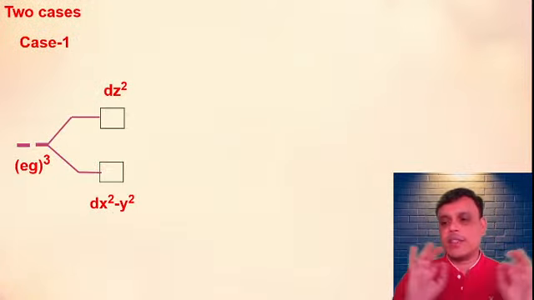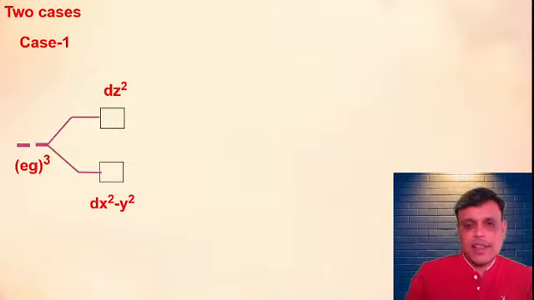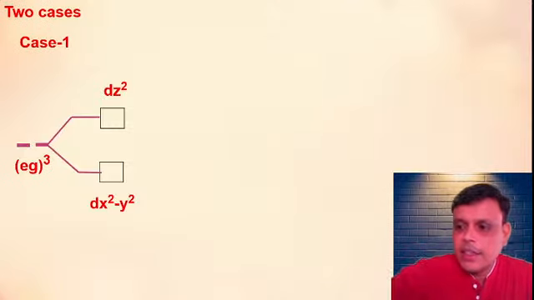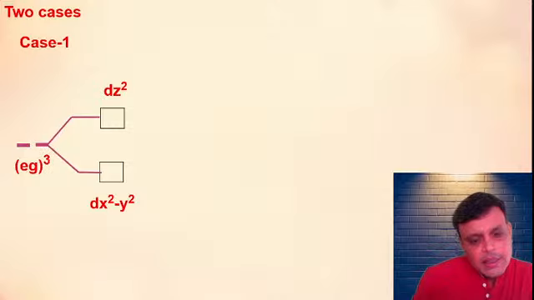Now there are two cases of Jahn-Teller distortion. Which two cases are there? So case number one is here. आपके स्क्रीन पे केस नंबर 1 क्या है? Let us forget about this. Okay, no problem, we will take. Let us consider, for example, EG orbital has 3 electrons.